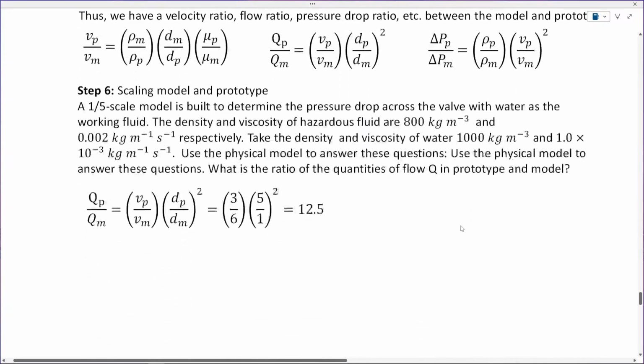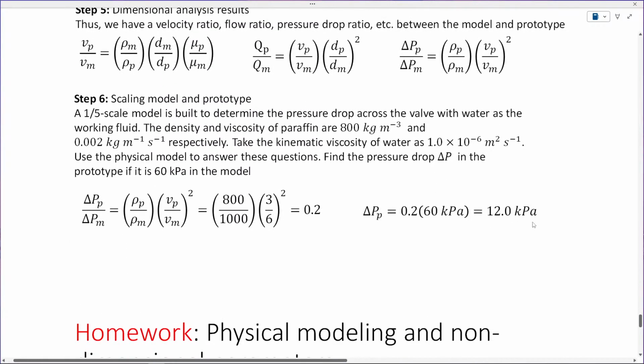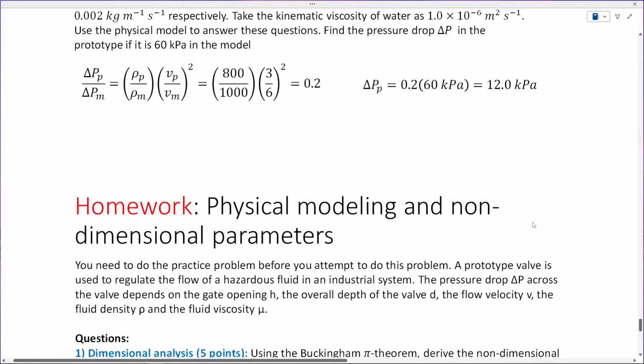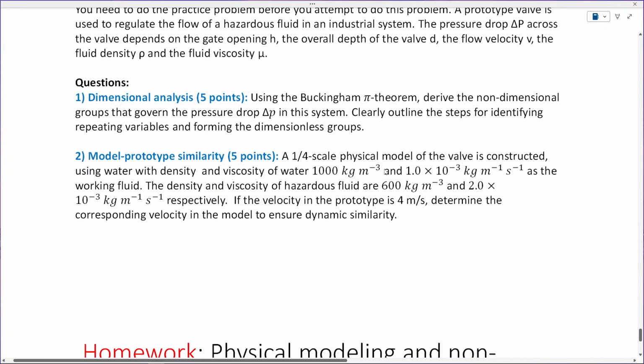I'm not going to do this. That's your practice problem, so you should be able to practice and do this on your own. And then that's your homework problem. I'm giving you the same problem again, so the homework is really trivial. I'm telling you to do dimensional analysis, and after you do it you get pi 1, pi 2, pi 3. Use them to answer these questions.